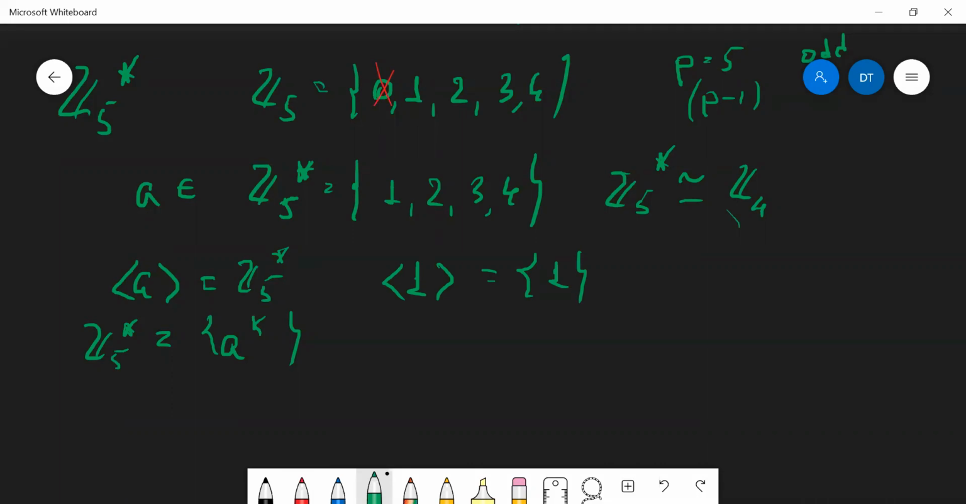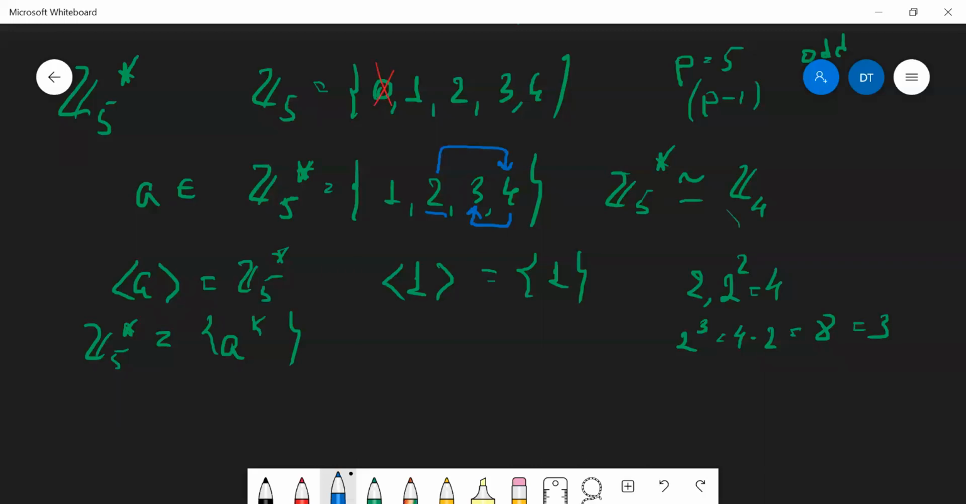So let's compute all the powers of 2, for example. Let's start with the element 2. Well, how would I check the subgroups? Let's take an arbitrary element 2 and start raising to powers. First of all, we have 2. The second power is 2 to the 2, which is 4. So 2 goes to 4. Now, 2 to the 3 is 4 times 2, which is 8. But 8 modulo 5 is 3, which means that the next power is 3.